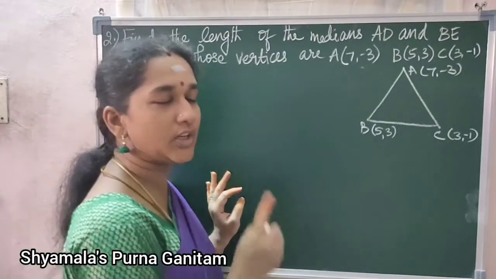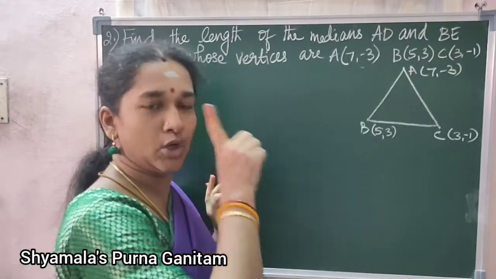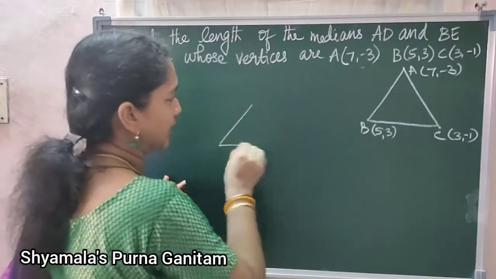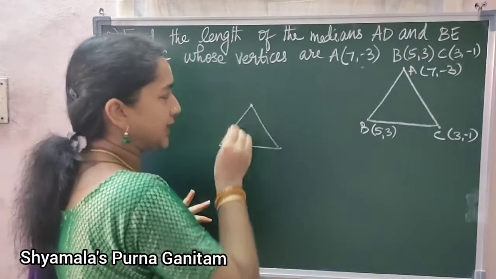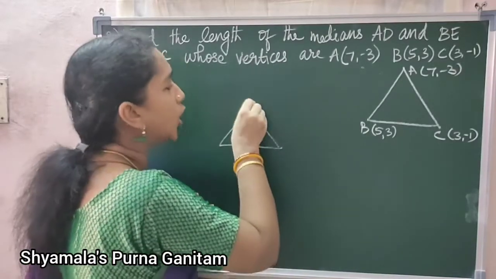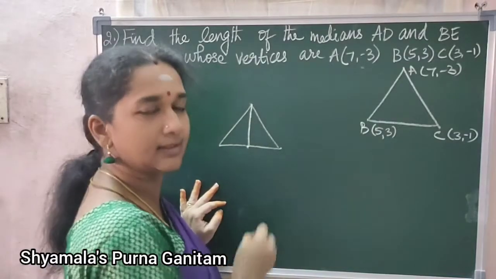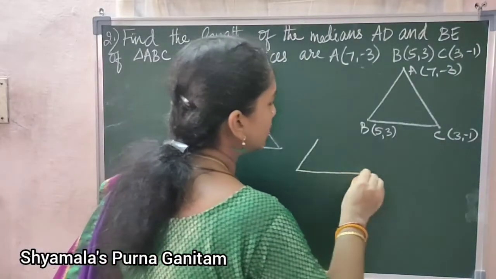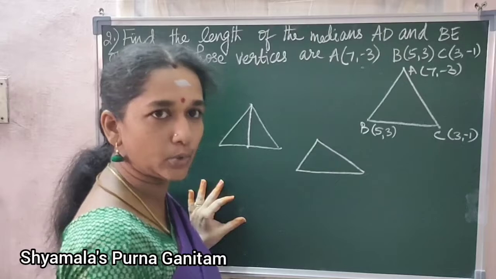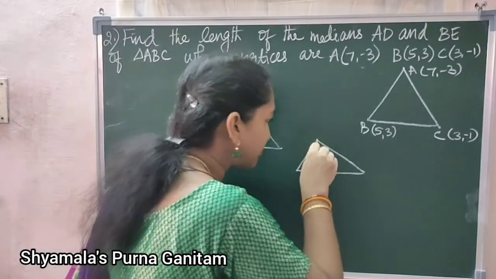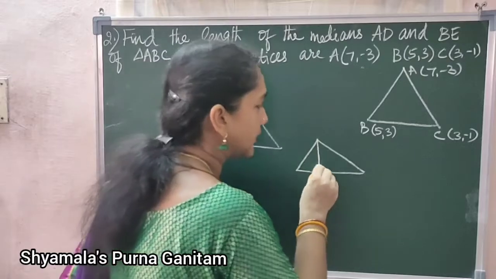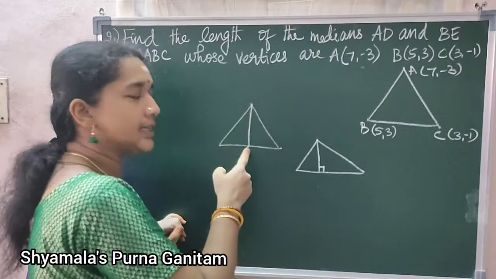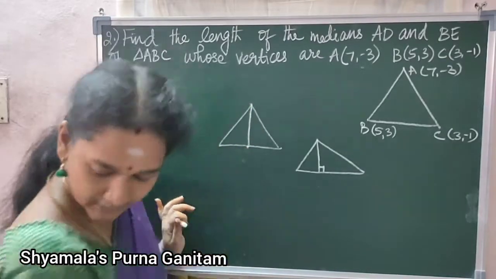What do you mean by median? One thing I wanted to say, a lot of confusion will be there between median and the altitude. Median is when you take a triangle, the vertex and the midpoint of the opposite side, when you connect, that is called the median. Okay, not necessary to be 90 degrees. But when you take altitude, that is the shortest distance. That is the perpendicular distance between the vertex and the opposite side. This is the difference. Okay, so median means it connects the vertex and the opposite midpoint.